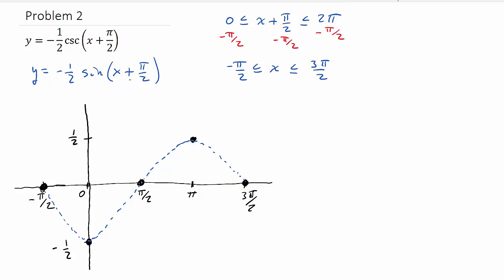If you remember, the cosecant function is 1 over the sine function. And you can see here at negative pi over 2, pi over 2, and 3 pi over 2, the sine function is 0. So that means we would have 1 over 0, which would be undefined. Since the cosecant is undefined at these values, that's where we're going to have our vertical asymptotes.